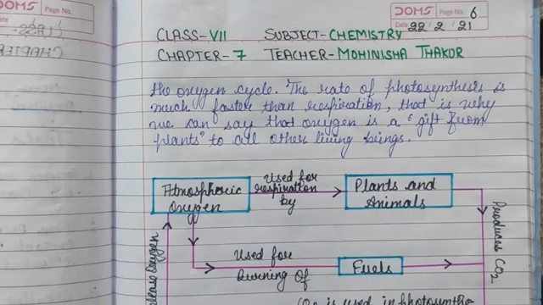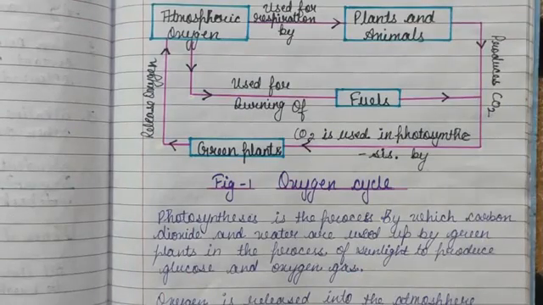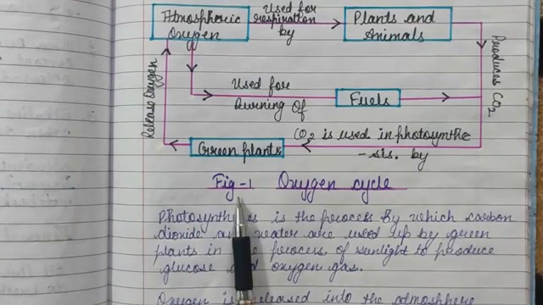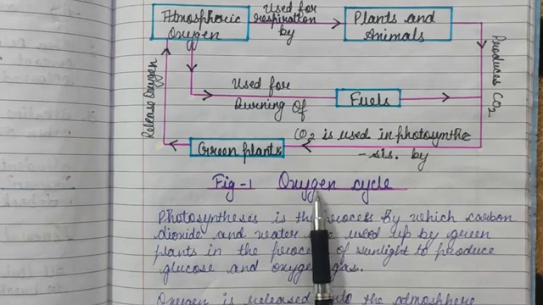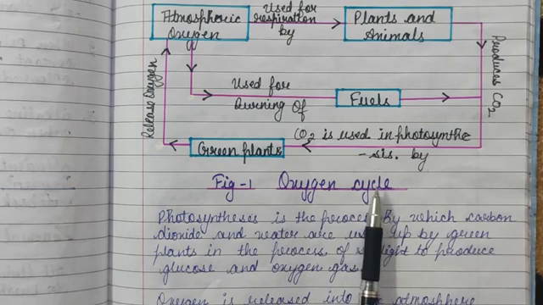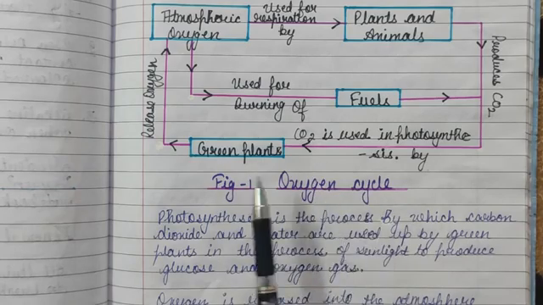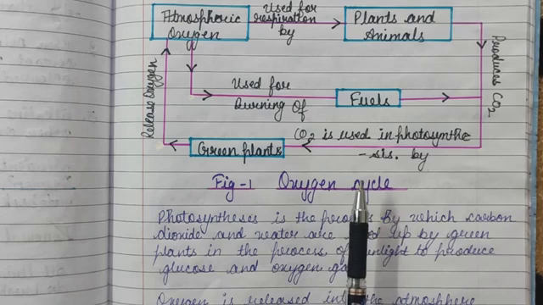Students, here in this figure 1, which is drawn on page number 6, you may observe the oxygen cycle. You may observe how the oxygen is used here for different purposes.